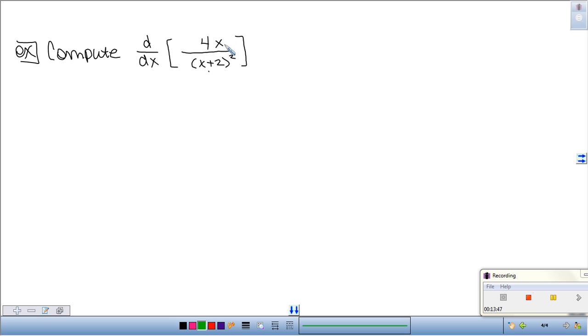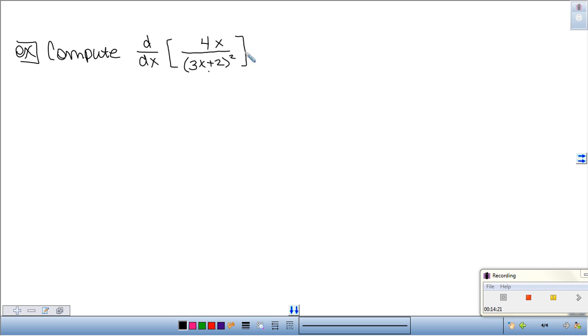Compute the derivative of 4x over x plus 2 all squared. Now, you should see that there's 2 different rules you're going to have to apply. Obviously the quotient rule, but as you're evaluating the derivative of the bottom, you're going to have to apply the chain rule. In this case that's not going to really affect it much, so let me make this better. Let's do 3x plus 2 all squared. That'll make our problem more interesting.